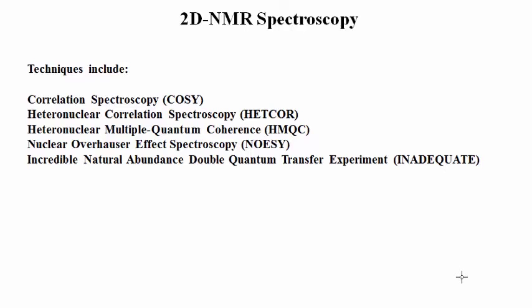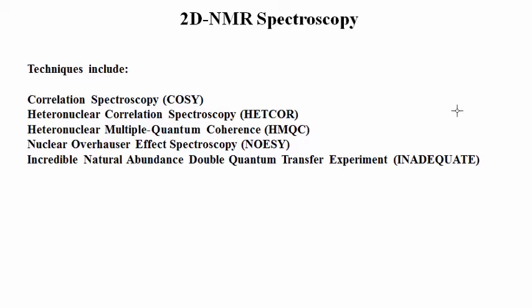But for example, correlation spectroscopy. This is good for determining basic connectivity via J couplings or through a particular bond, for example, between the carbon-13 and proton or proton and proton. Heteronuclear correlation spectroscopy. Heteronuclear multiple quantum coherence spectroscopy. And so this allows one to pair, for example, NH or CH resonances. Nuclear Overhauser effect spectroscopy and some other funny named ones, incredible natural abundance double quantum transfer experiments.